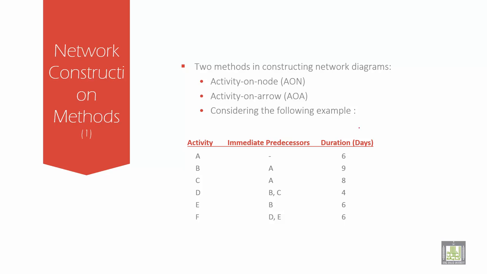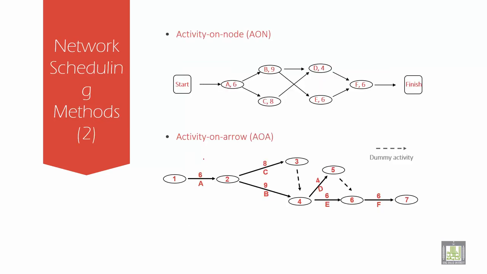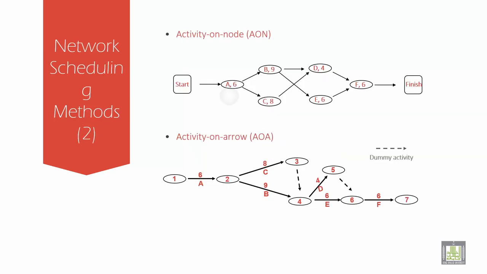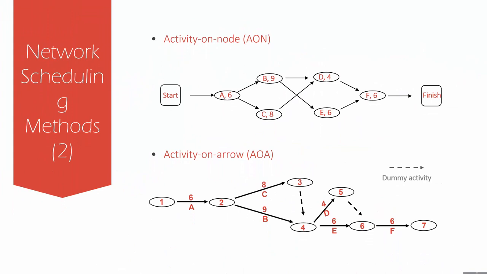Here we can see two methods, activity on node and activity on arrow, considering the following example. These are the predecessors, and this is how you can put the path using this technique. It starts from the beginning, 0 to A, then A to B, A to C, B and C to D, then B to E, then D and E to F.